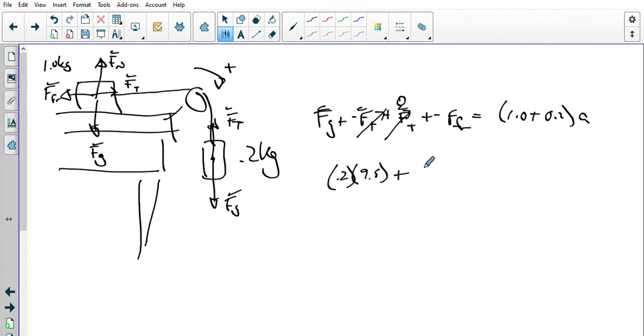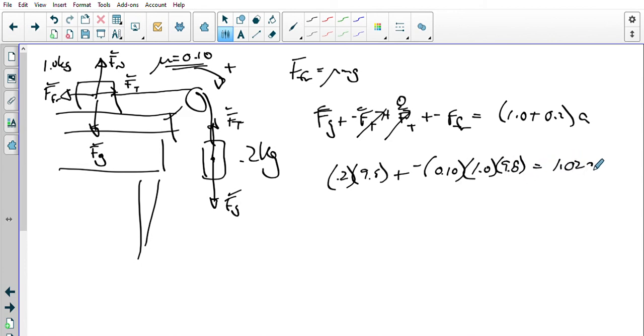Then we have this negative force of friction. Well, that negative force of friction comes from the coefficient of friction, 0.1, like we had in the last friction example. And so then our force of friction we can recognize as being mu mg, where mg is equal to the normal force. You remember. So this is 0.10. Our mass is 1.0 kilograms, and our gravity is 9.8, and that's equal to 1.02 A.